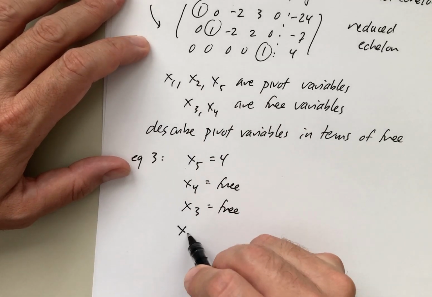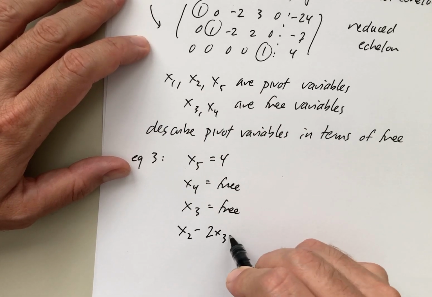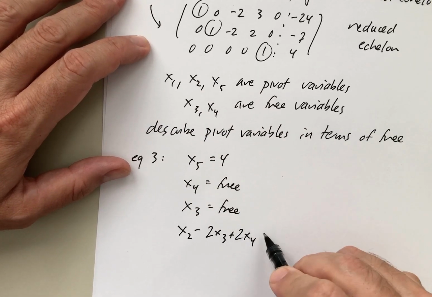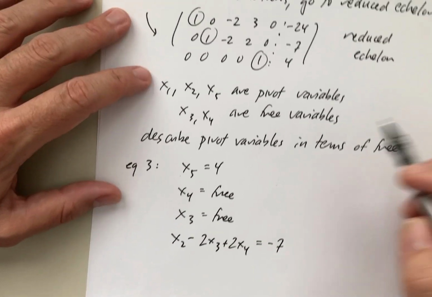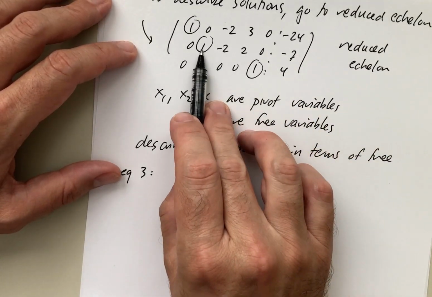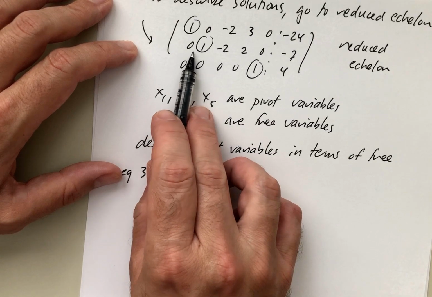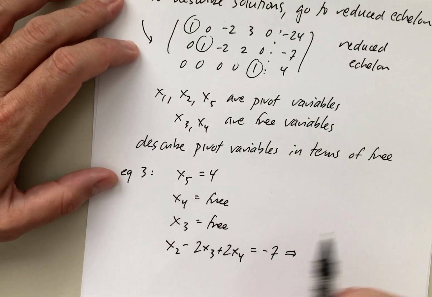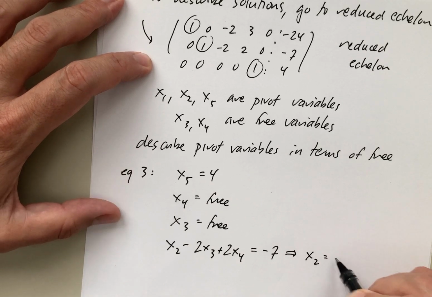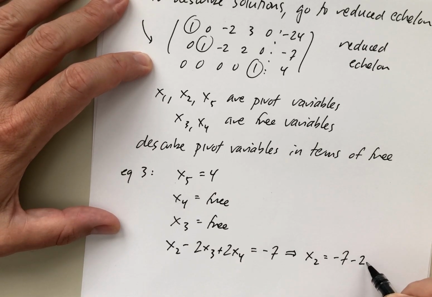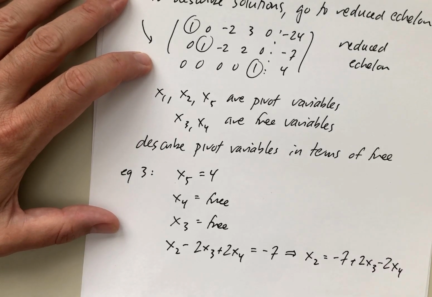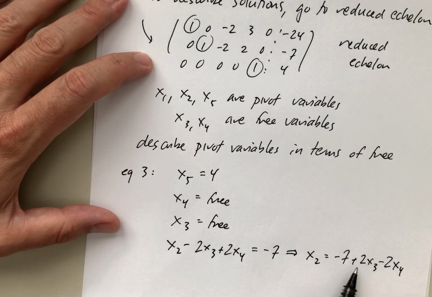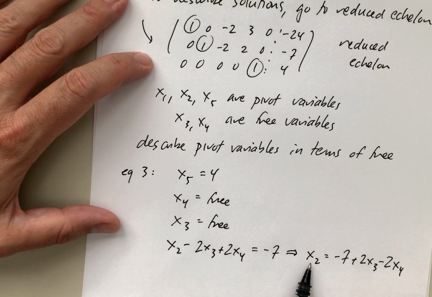So this is telling me that x2 minus 2x3 plus 2x4 equals minus 7. Can you see all that on the screen? I've just written down equation 2, but what I want to do now is solve for the pivot variable. So x2 is equal to minus 7 plus 2x3 minus 2x4. So I've solved for the pivot variable in terms of the free ones. Okay, I've described x2. Now I keep going.